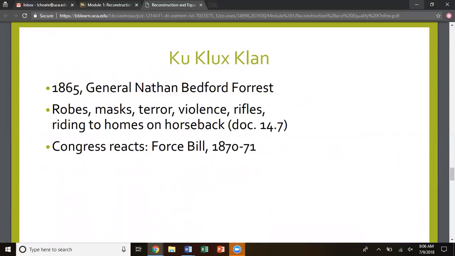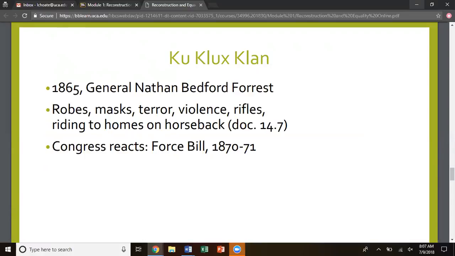The Ku Klux Klan, of course, is going to be a big part of enforcing this new Jim Crow system that references the system of oppression in the South. It's begun in 1865 by a man named General Nathan Bedford Forrest, but at first it's not as violent. It will not become as violent until after Reconstruction ends.